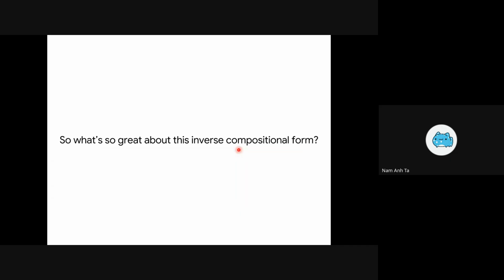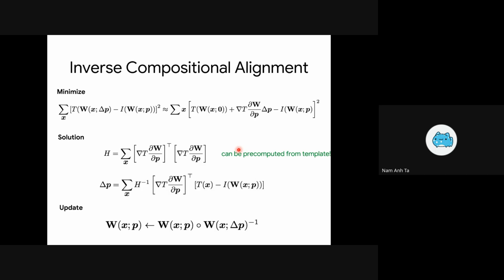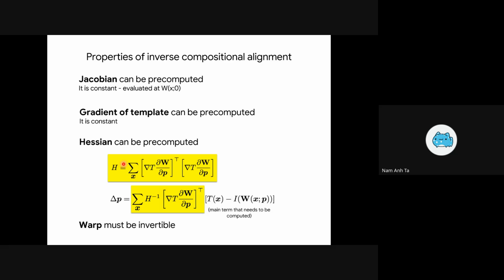Another question: what is great about the inverse compositional? In this approach, mathematically, beyond the fact that the Jacobian can be pre-computed, the H matrix, the Hessian matrix, can also be calculated in advance. And this is a massive jump in efficiency compared to the previous methods that we just discussed. Since both the Jacobian and the Hessian can be pre-computed, let's look at why.